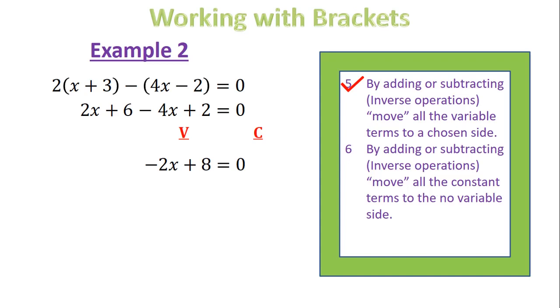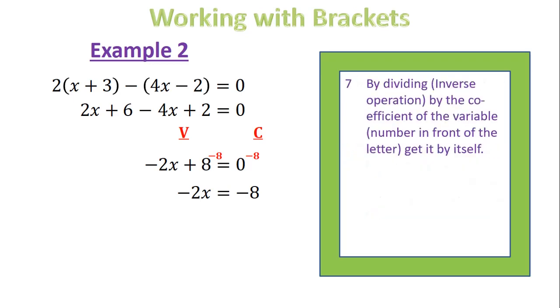I have to get my plus 8 to the constant side. Now by adding or subtracting, what I have to do to get rid of a plus 8, I subtract 8 from both sides. That leaves me on the left hand side with just minus 2x. 8 minus 8 disappears, and that equals 0 minus 8, which is minus 8. And that is step 6. Done.